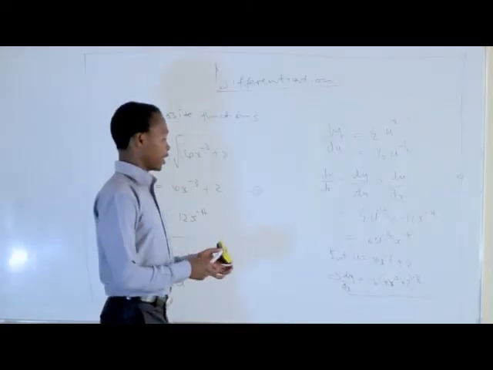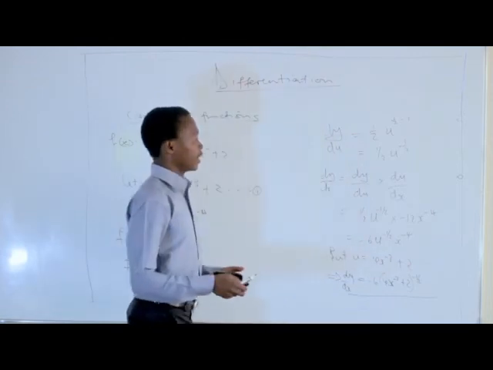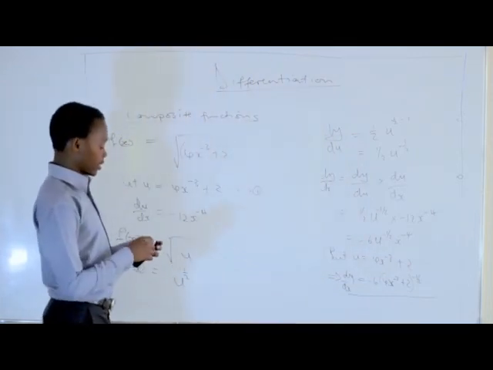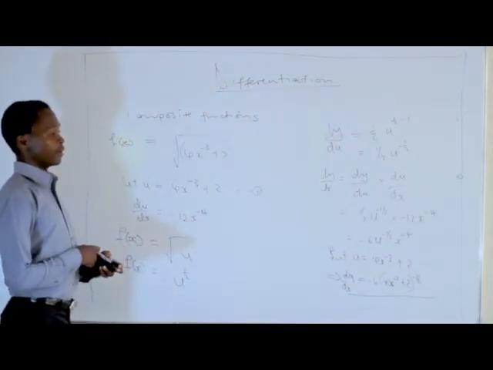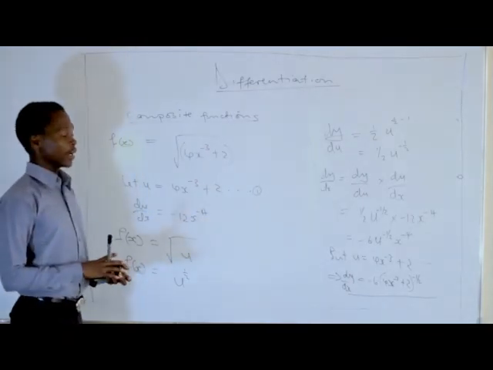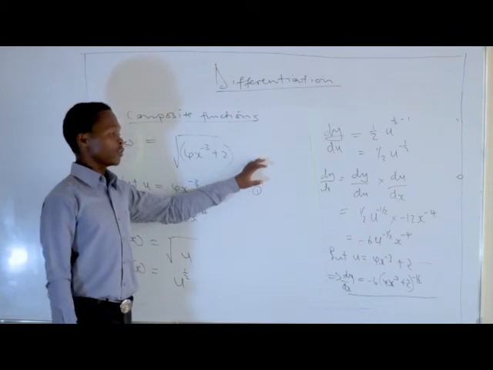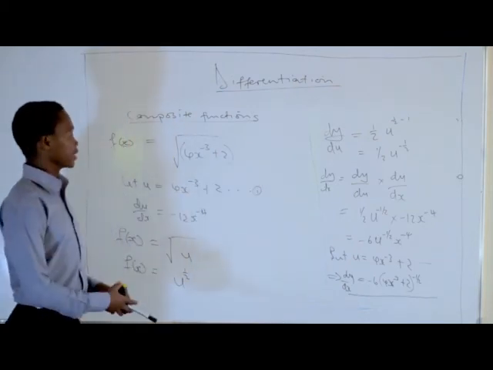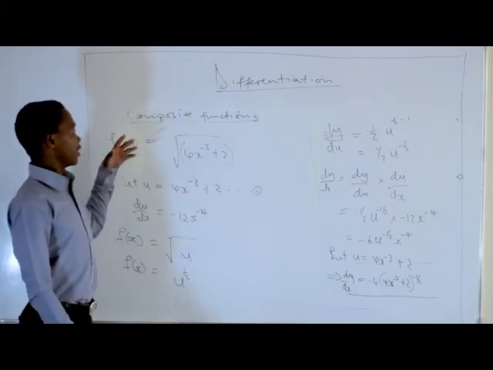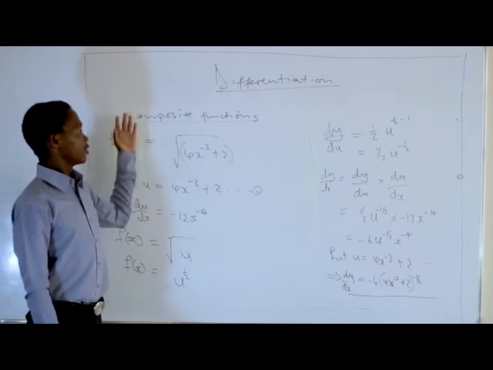So for today, this is what we're doing, the differentiation process, which we said was the process by which we find the gradient function. Today we did differentiation of a function of the form ax to the power n, and we did polynomials. We also did composite functions.